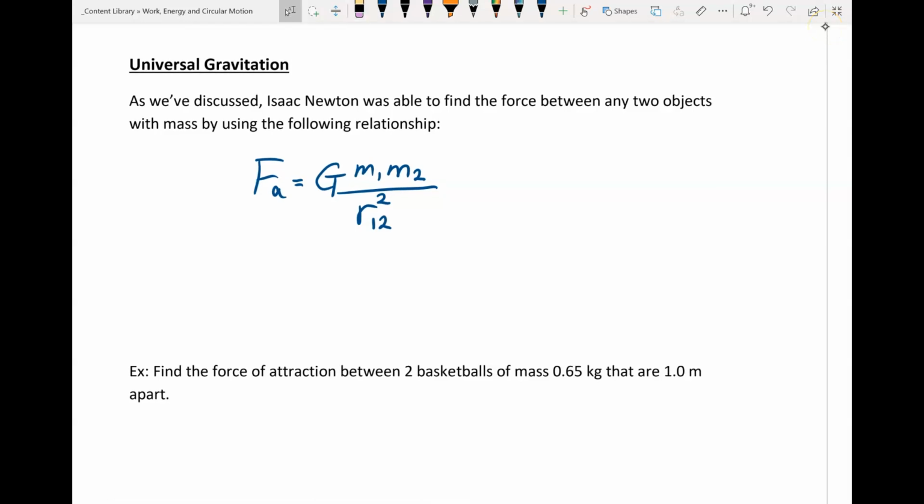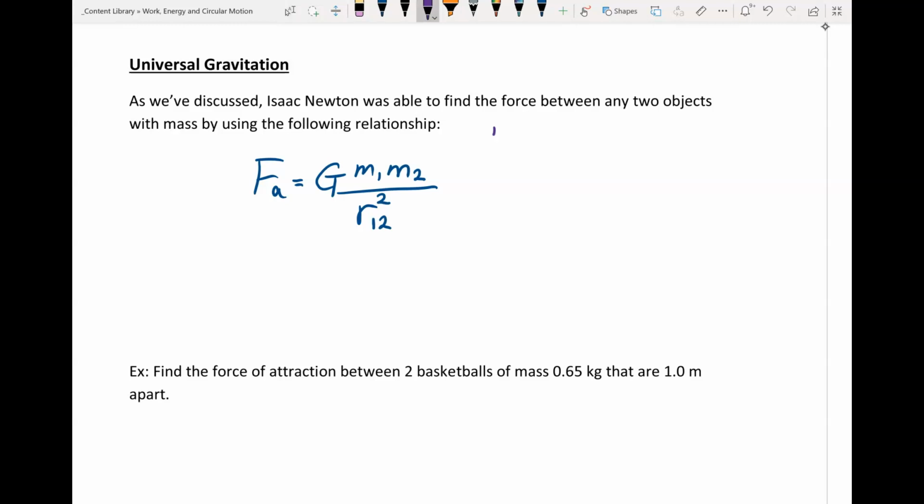Welcome to our next lesson on universal gravitation. Isaac Newton was able to find the force between any two objects, called the force of attraction, by using the mass of the two objects to find the following relationship. The force of attraction is equal to the universal gravitation constant multiplied by the two masses divided by the distance between those two masses all squared.